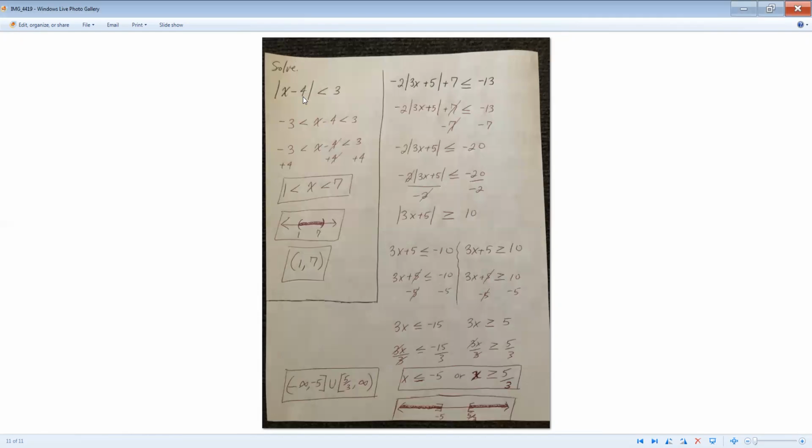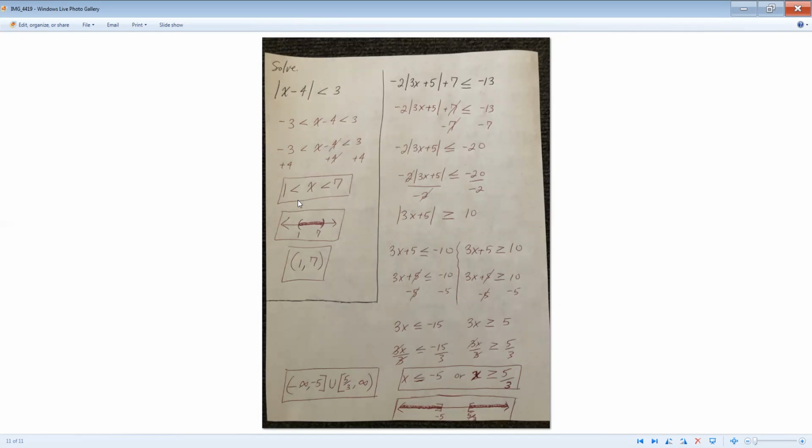Here we have the absolute value of x minus 4 is less than 3. Since we have the less than symbol, we will set it up in this way. We have negative 3 less than x minus 4, which is less than 3. So we have a three-part inequality. We will add 4 to all three pieces, leaving our x in the middle.